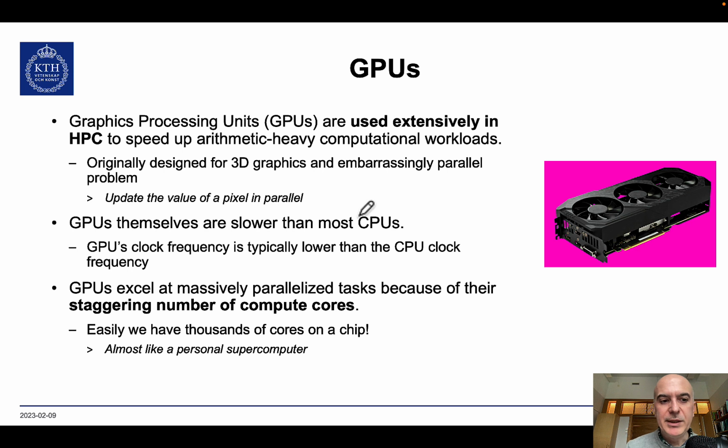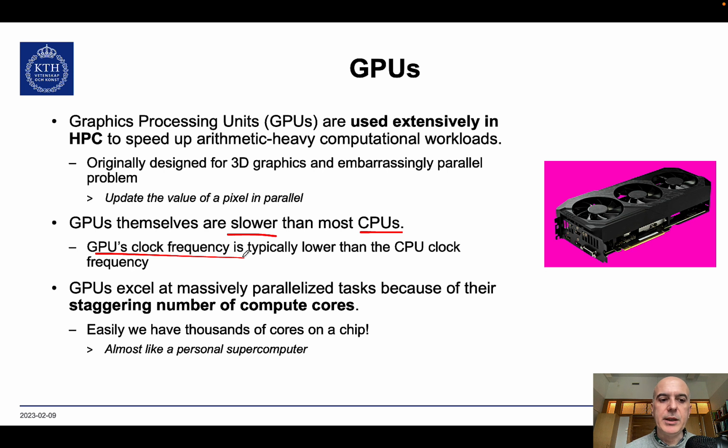It might surprise you, but the GPUs themselves are typically slower than most of the CPUs. So why is that? Well, the GPU's clock frequencies are typically lower than CPU clock frequencies, typically half of the value. So if a CPU typically runs today around 3 gigahertz, you might find the GPU around 2 gigahertz, 1.5 gigahertz. But why are GPUs actually faster?